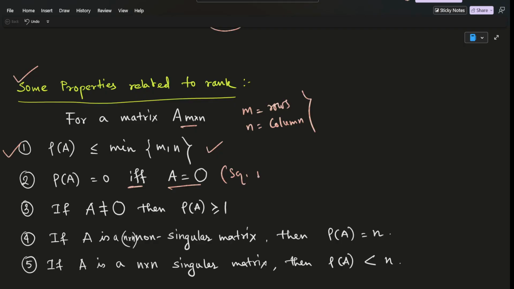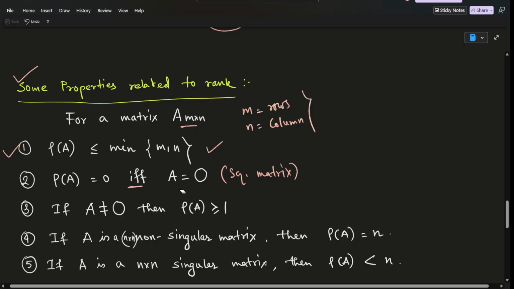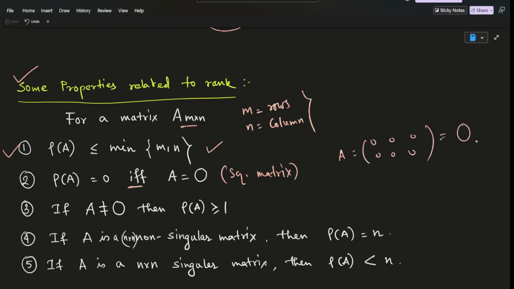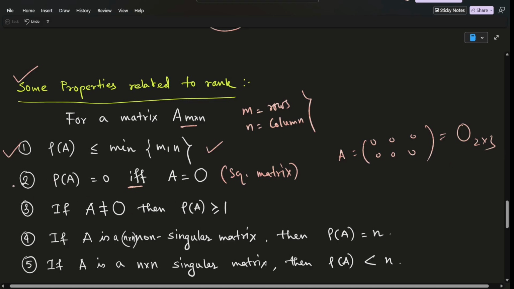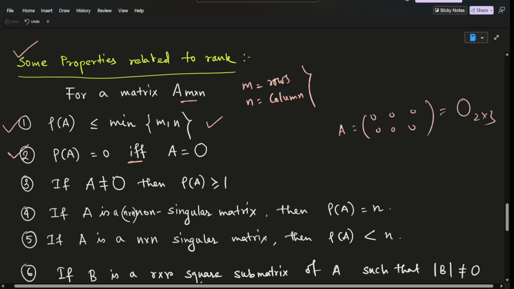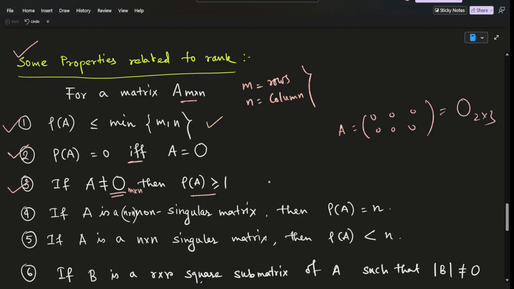It is obviously for a square matrix. Sorry, no, this is the zero matrix. Suppose A is 0 0 0, 0 0 0, this is a completely zero matrix of size 2 by 3, so the rank of A equals 0. This is property number 2, not only for square matrices. And conversely, if A is not the zero matrix 0 mn, then the rank of A is obviously greater than or equal to 1.